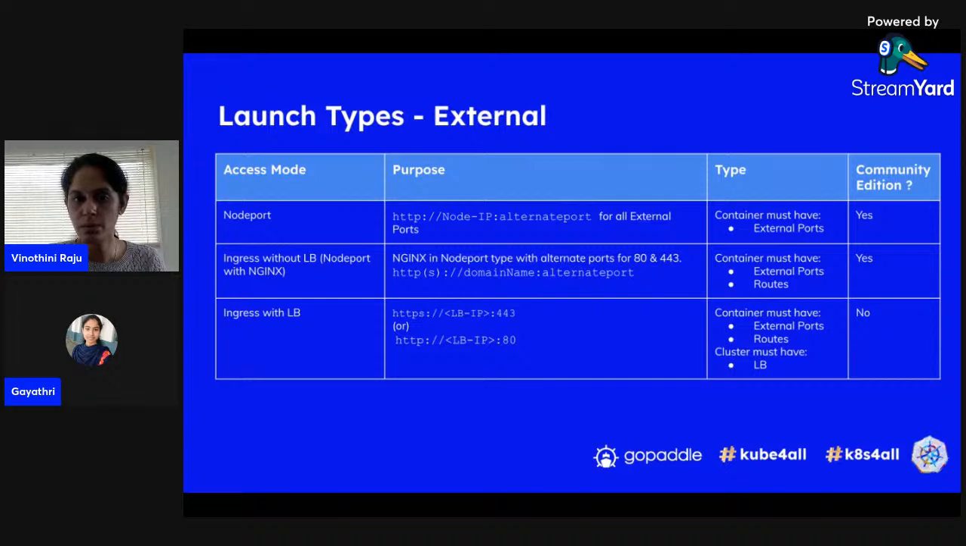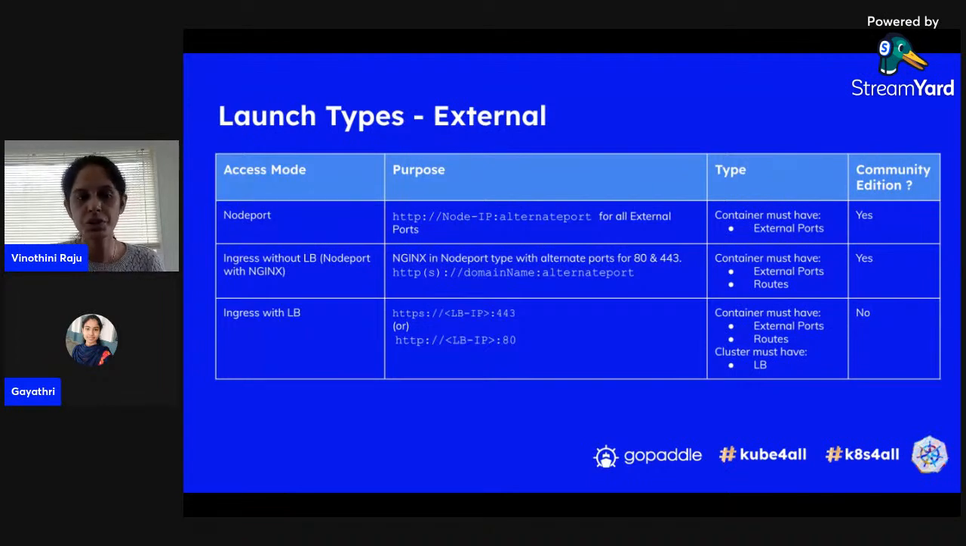This may often be a requirement to access your application using a domain name, but your cluster does not have load balancer support. So what we do is we bring up Nginx, and then we set some alternate ports for 80 and 443. So in this case, you can access your application using a domain name and over HTTPS as well. Since we are bringing up an ingress router, we need to have some route paths defined in your container.